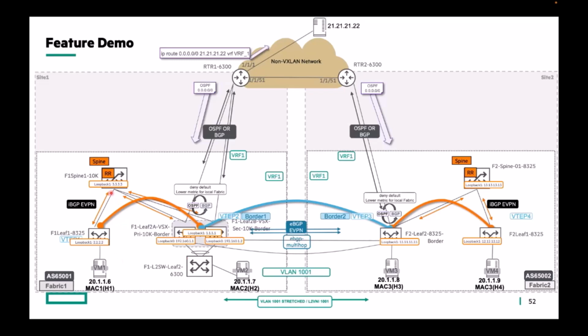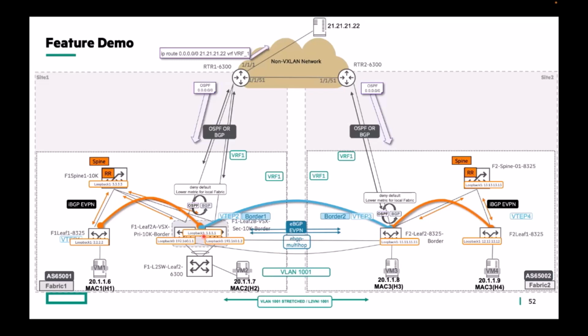I have only one spine connecting to leaf 1. I have only one VSX system on fabric 1. I have a non-VSX system acting as border VTEP 2 on fabric 2, and a single spine on fabric 2 as well. So this is my exact setup. The loopbacks you see here are all highlighted, and for the VXLAN tunneling and for the peering, it's all here for your reference.